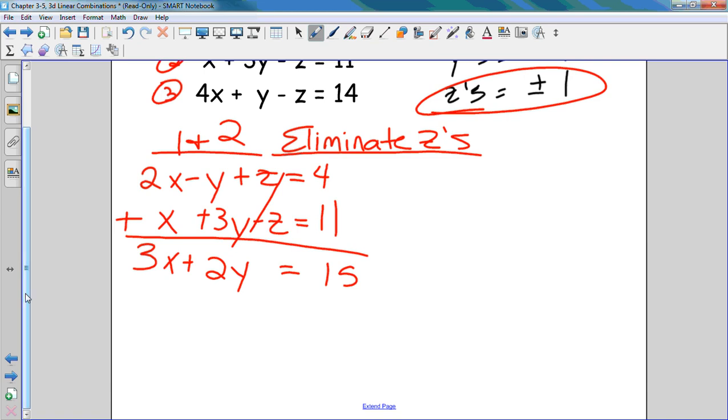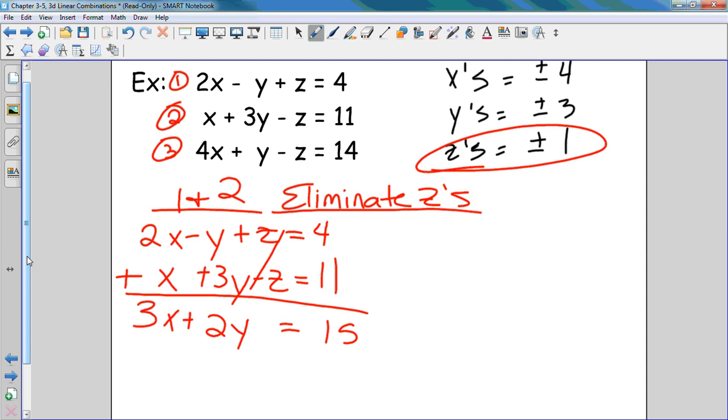Good. Awesome. Okay. So now we only have two variables and one equation. I need another equation. By doing that, I have to go back up to my three equations and choose the unpicked equation. Which equation have I not picked yet? Three. So you have to choose your unpicked equation. So that would be three.